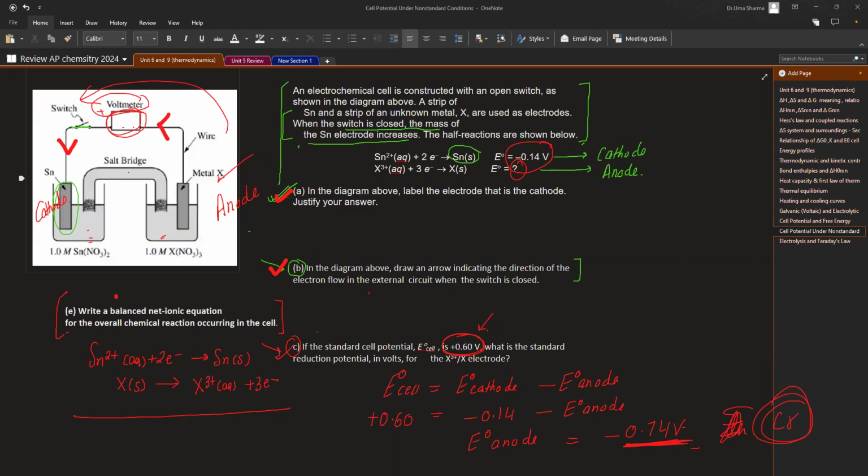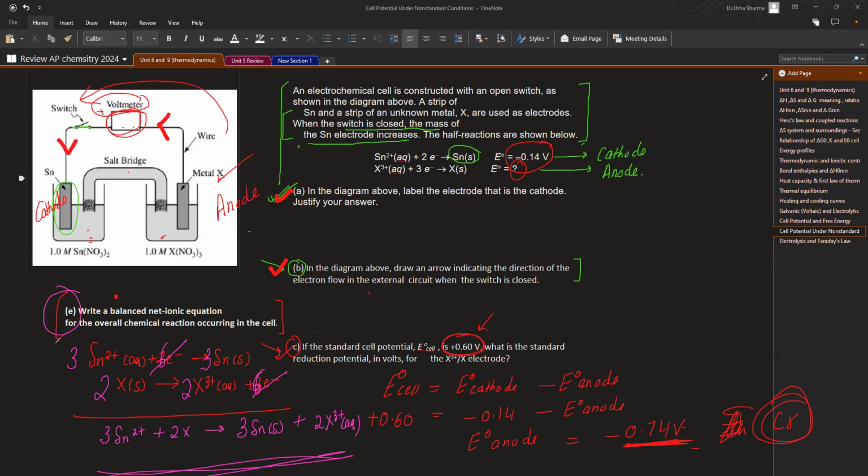Perfect. Okay, so we have the final equation. You're multiplying this by 3, this is becoming 6, and you're multiplying this by 2, and this is becoming 6. Now 6 electrons and 6 electrons cancel. So you have 3Sn2+ plus 2X giving you 3Sn solid plus 2X3+ aqueous. That's the final equation.